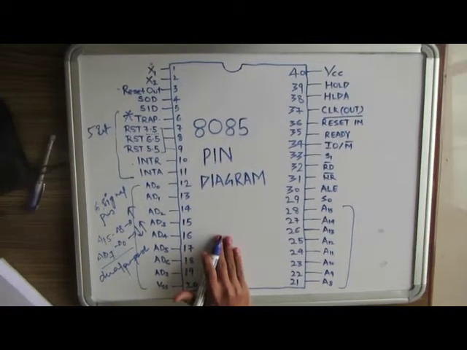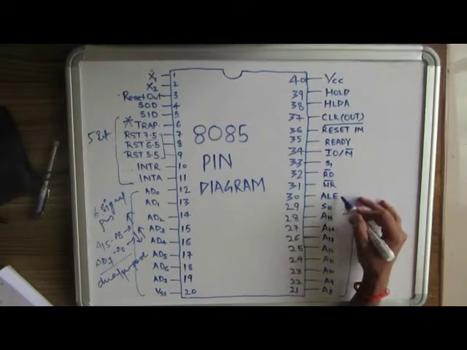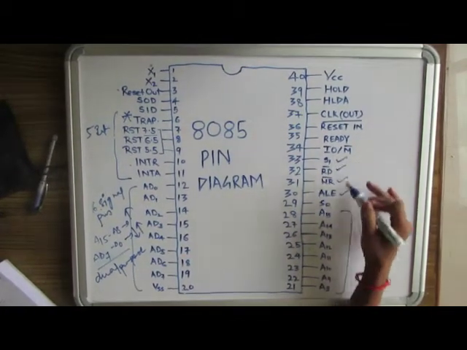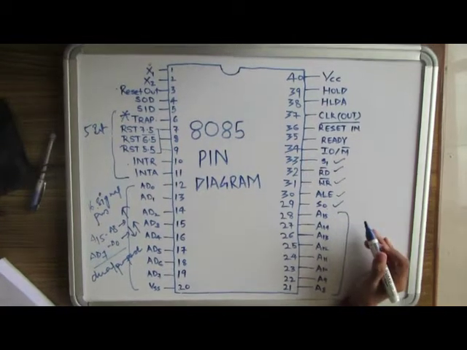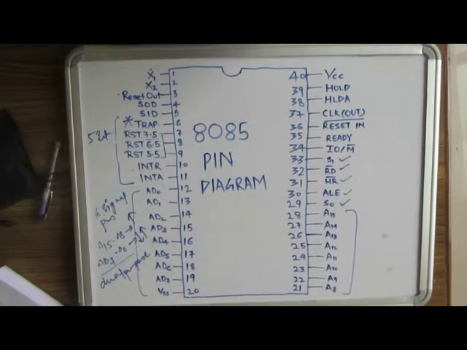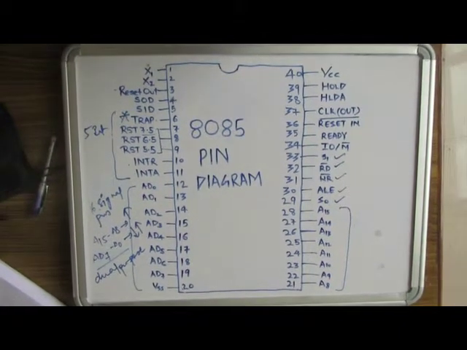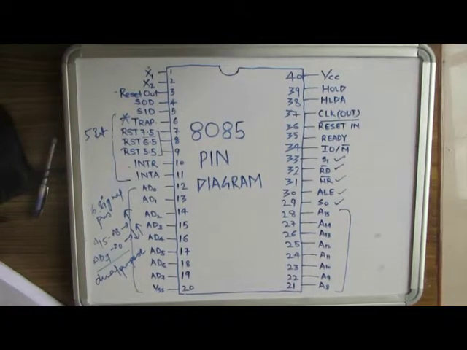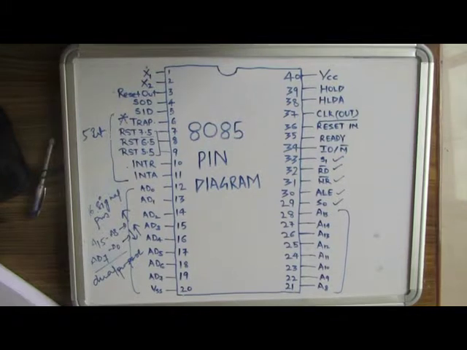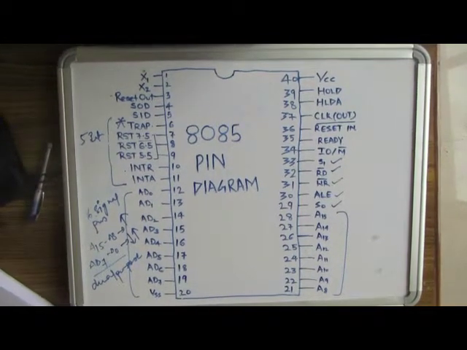Now comes control and status signals. We have ALE, write, read, and status bits. ALE is a positive going pulse generated every time the 8085 begins an operation. This signal is primarily used to latch the lower order address from the multiplexed bus and generate a separate set of 8 address lines A7 to A0.